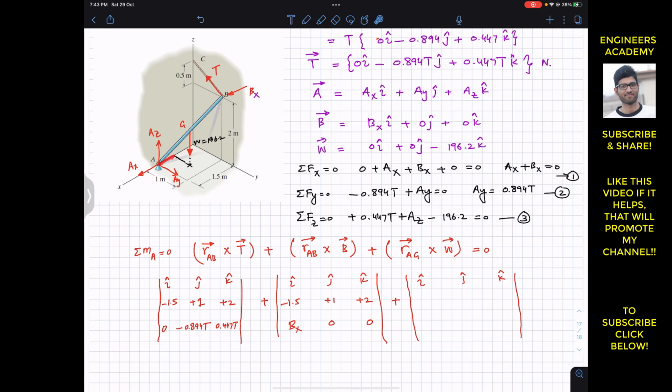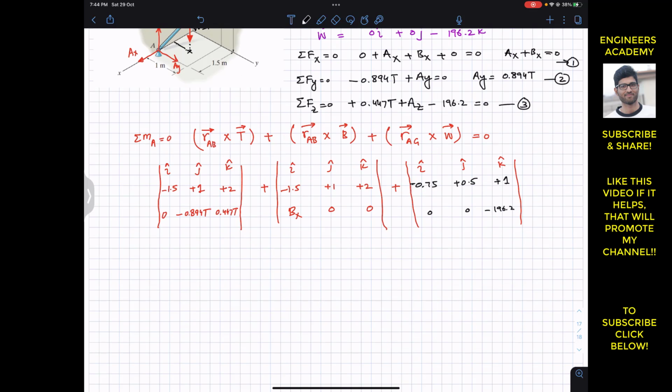0.75 in the negative x, the half of 1.5 is 0.75, so we need to write minus 0.75 i. Then once we reach here, we need to travel the half of this, that is 0.5 in the positive y, so plus 0.5, and then from here we will travel this distance, which will be the half of this 2. So the half of 2 is 1, so 1 in the positive k, so plus 1. And the weight vector is 0i, 0j, and minus, so 0, 0, and minus 196.2.